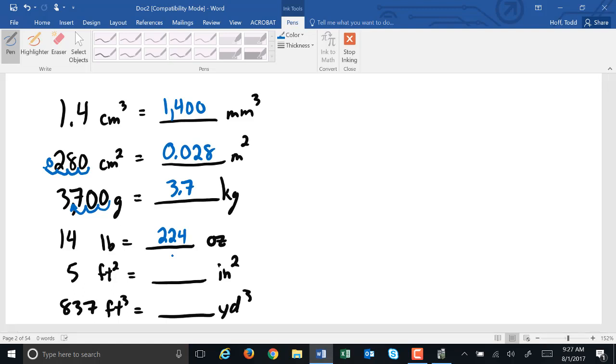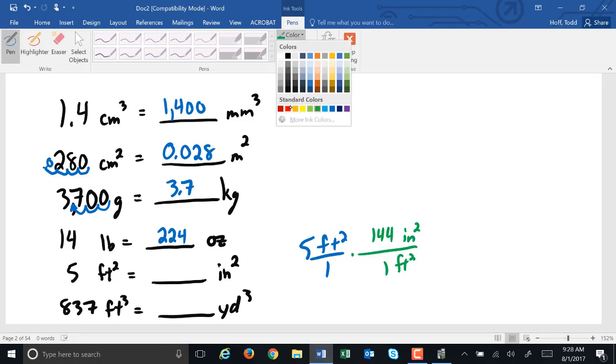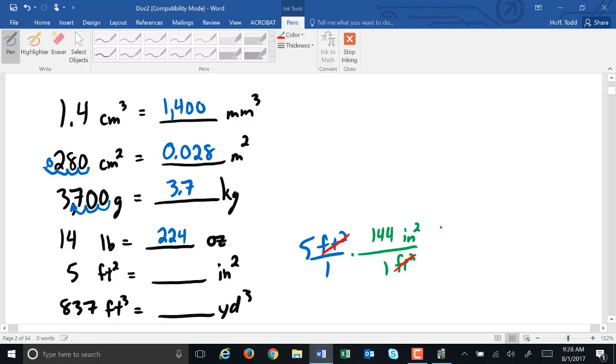5 square feet into square inches. 720. There we go. Because 1 square foot is 144 square inches. So 5 times 144 is 720. I think you doubled it and got 24 rather than 12 times 12. That is very common.